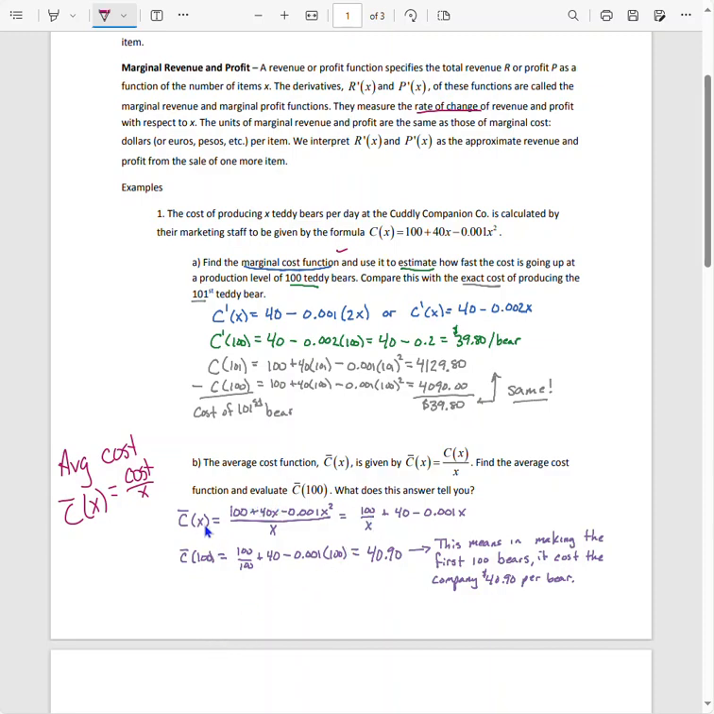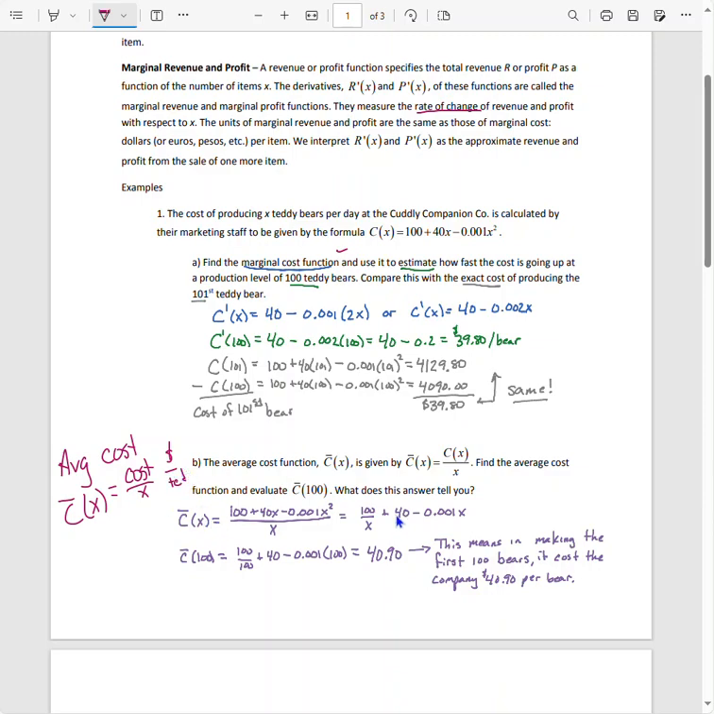Now, after I found the average cost function, I'm going to evaluate C bar of 100. So I put a 100 in. Everywhere I see an x, that's 100 over 100, plus 40 minus 0.001 times 100, and I'll get 40.90. What is that? Average cost function. It's the cost per item, right? The cost is in dollars, and this is in teddy bears.